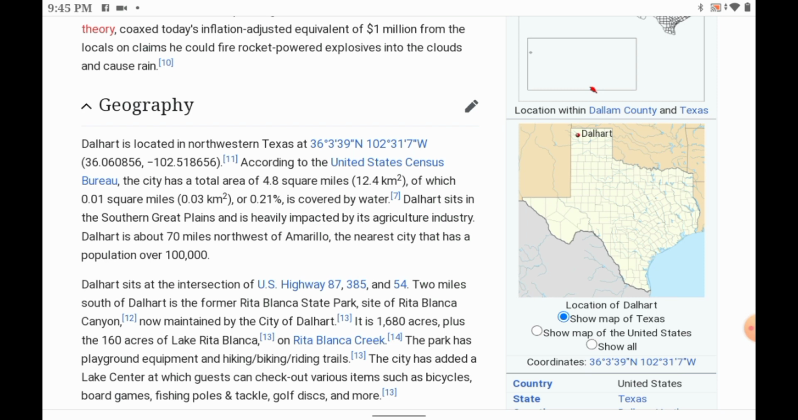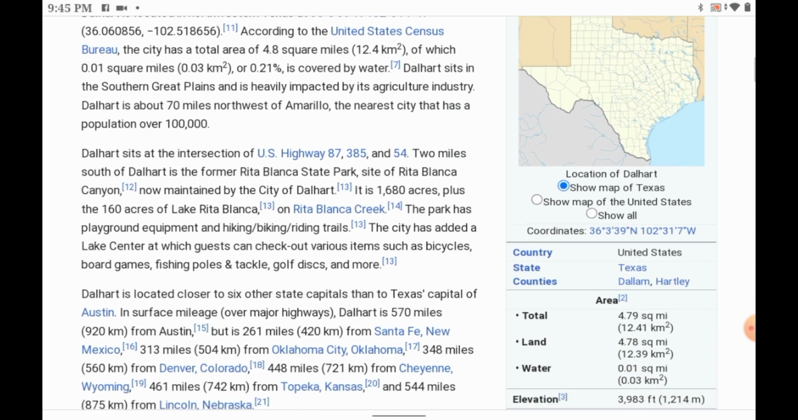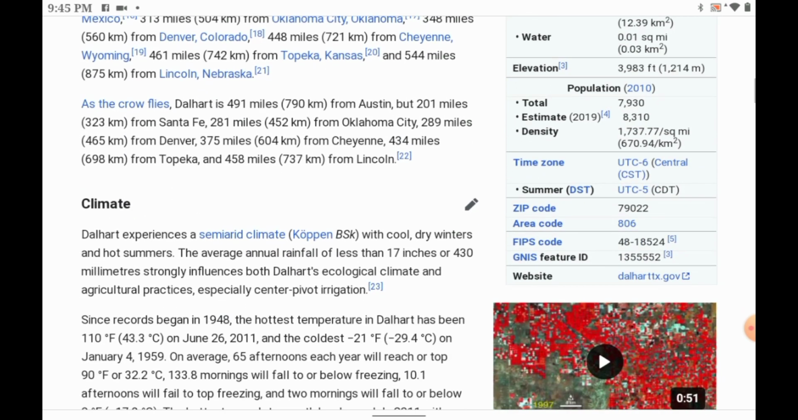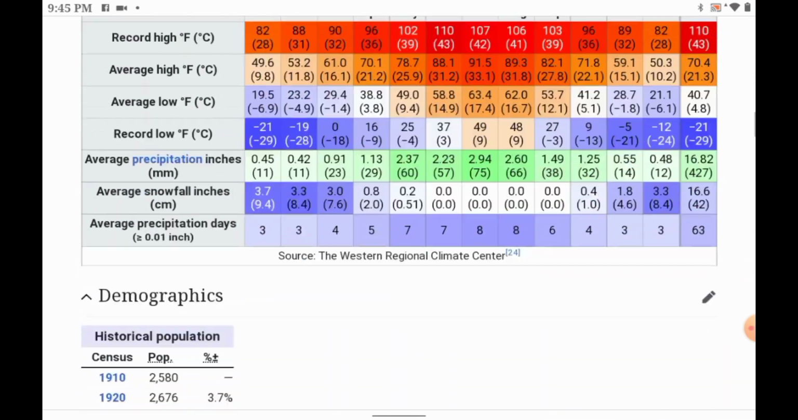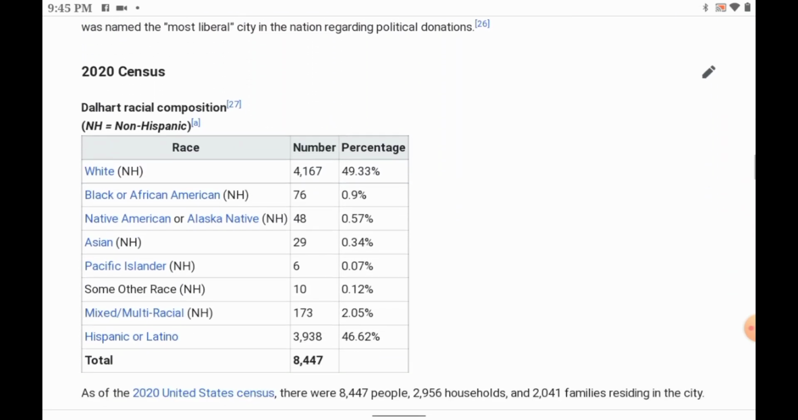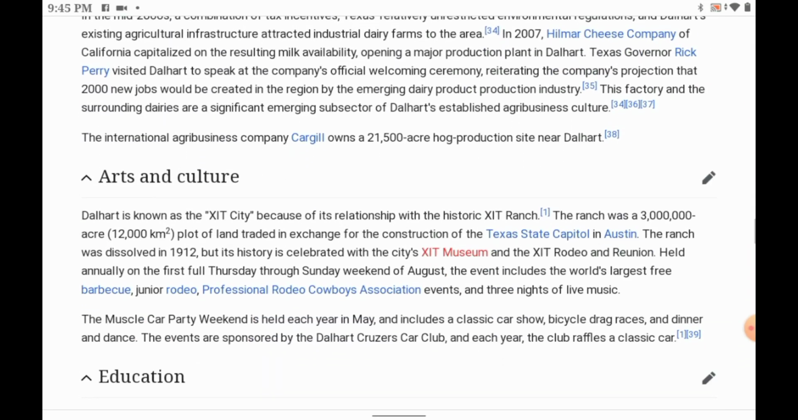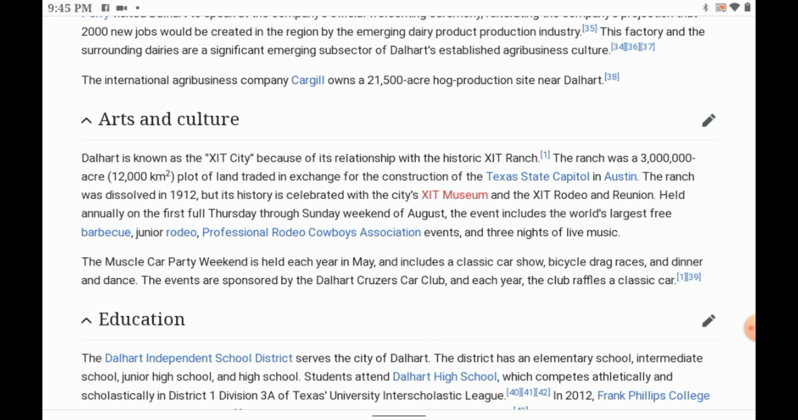I think I mentioned, maybe it was in the other one, the one that lost part of it, Dalhart was actually in the middle of the XIT Ranch. In fact, I'll get down to it here in just a moment. See some of the things you can see down there. Climate. Go down a little bit further. Census, economy, arts and culture. Here it is. That's what I was looking for. Dalhart is known as the XIT city.